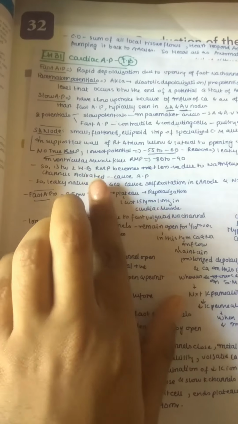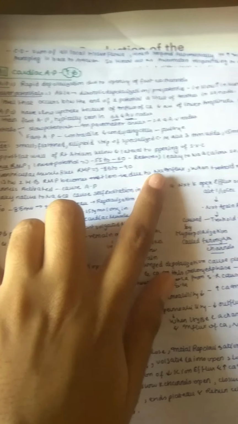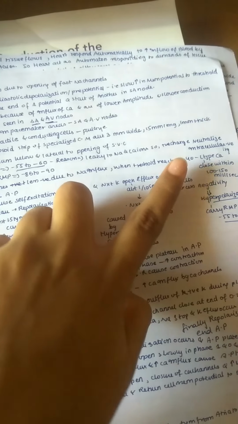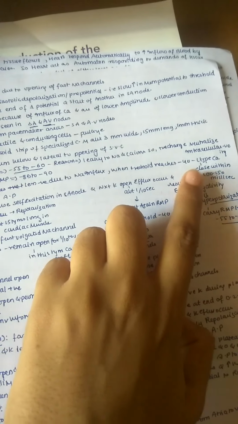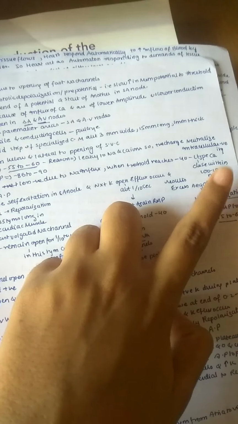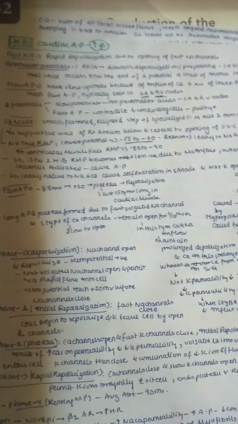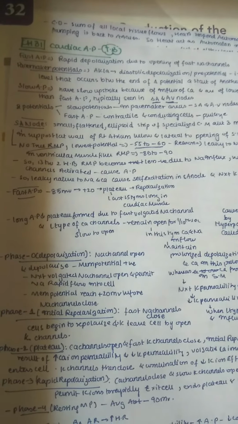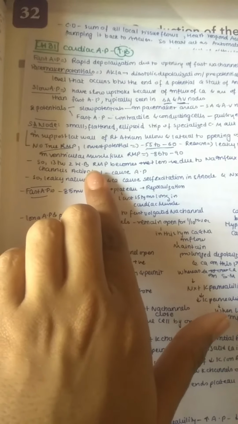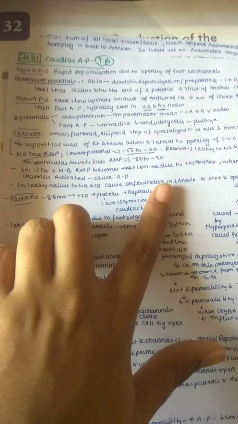So between two heartbeats, the resting membrane potential becomes less negative due to sodium influx, and when the threshold reaches about -40, the L type calcium channel opens and closes within 100 to 150 milliseconds. This thing you need to remember. The difference between skeletal muscle and cardiac muscle is that between two heartbeats, the resting membrane potential becomes less negative, that is, more positive.